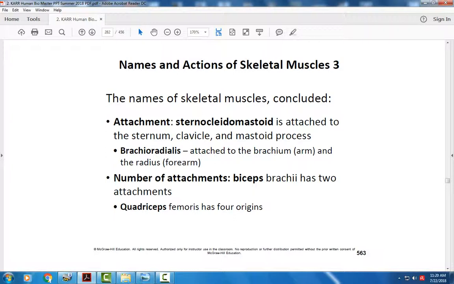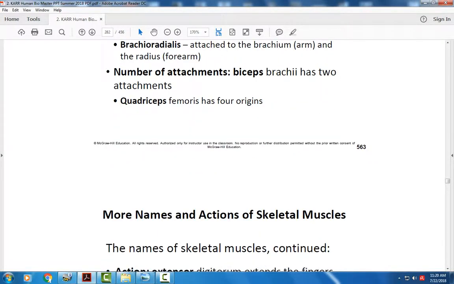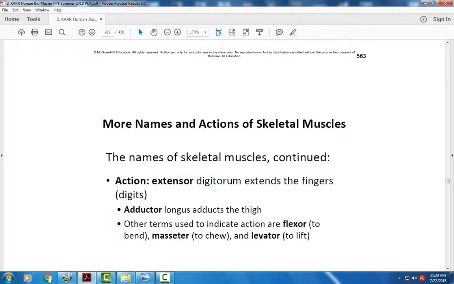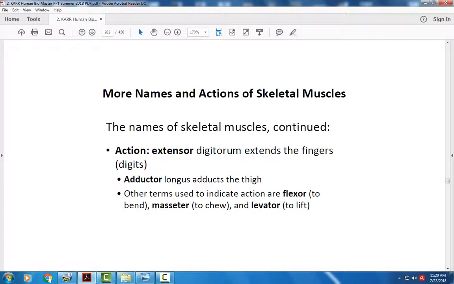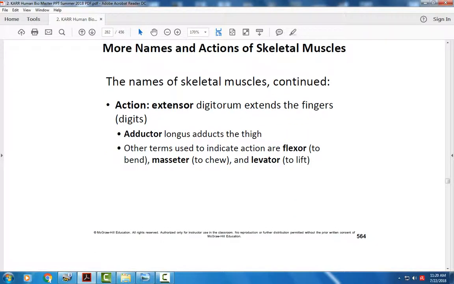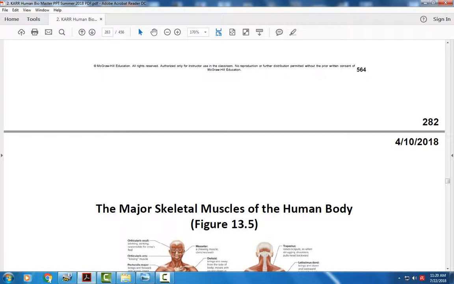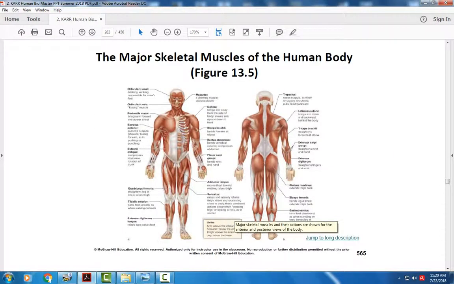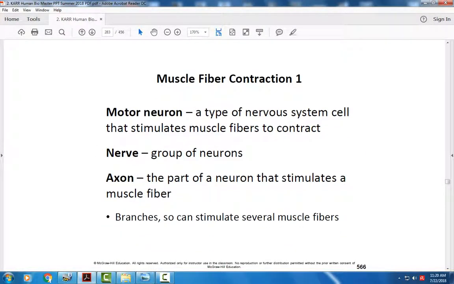Sometimes the action, if it extends the fingers, we call it an extensor. If it bends the joint closer to the body, then we call it a flexor. Masseter, to masticate, means to chew. And then levator means to lift. So some of these terms tell us what direction things are moving. Looking at the major skeletal muscles of the body, we'll talk about those in a little bit with a separate lab video. But let's shift gears in our next video, looking at muscle fibers and how they contract.